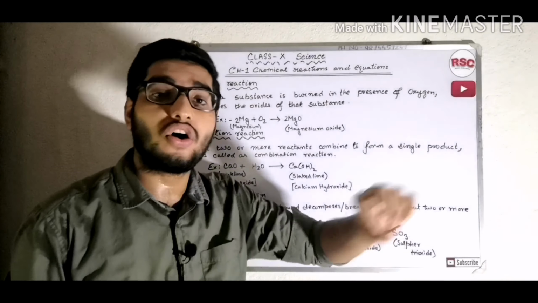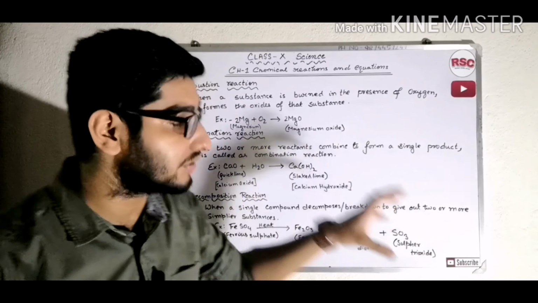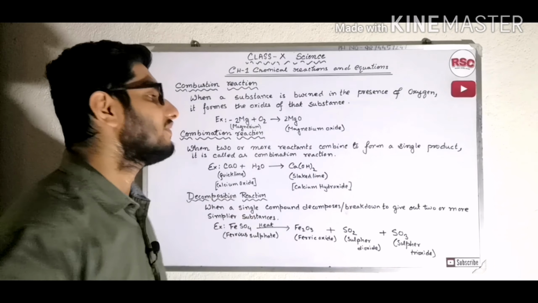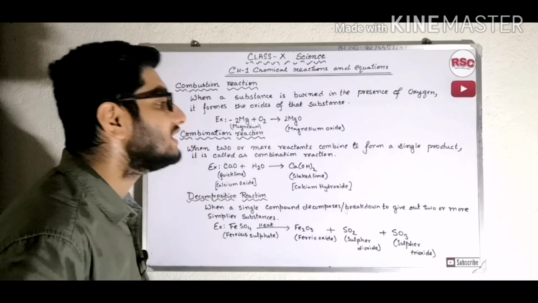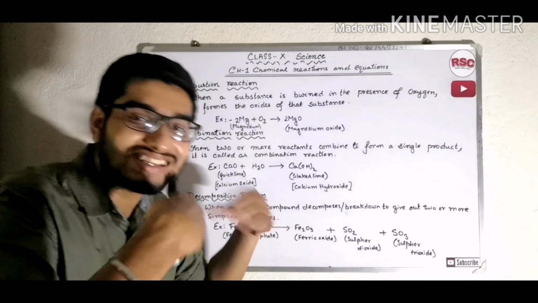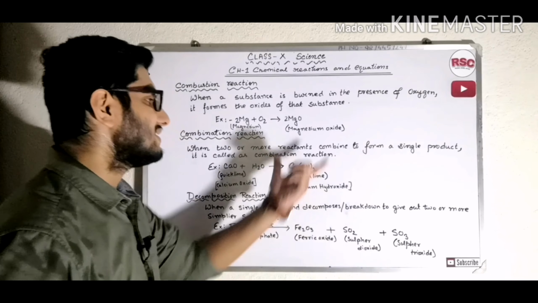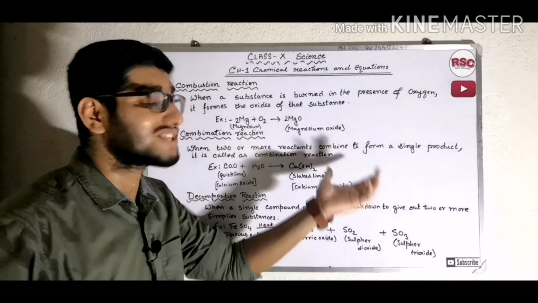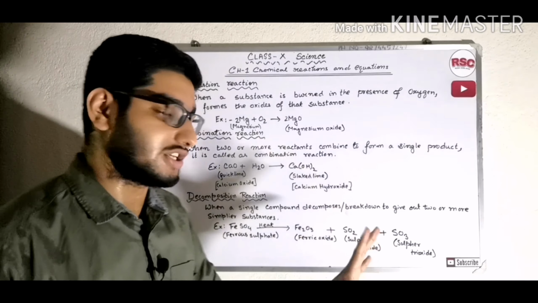It will form the oxide, meaning oxygen will be added to that substance. Coming to the example, Mg, that is magnesium, is burned in the presence of oxygen, and it will form magnesium oxide. See, when magnesium is burned in the presence of oxygen, magnesium oxide is formed. This is the combustion reaction.